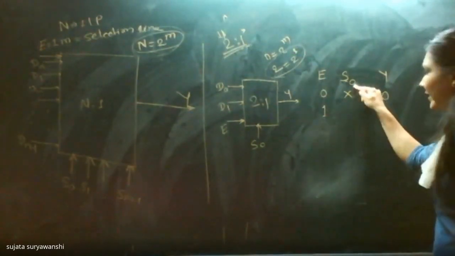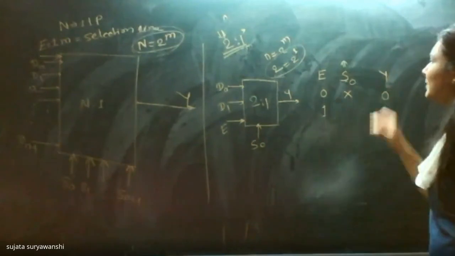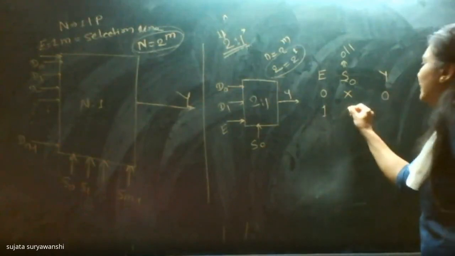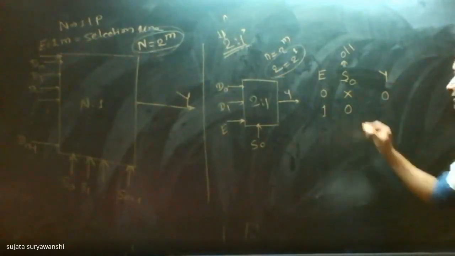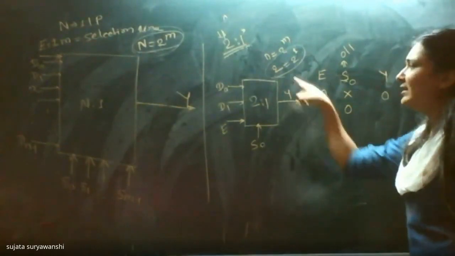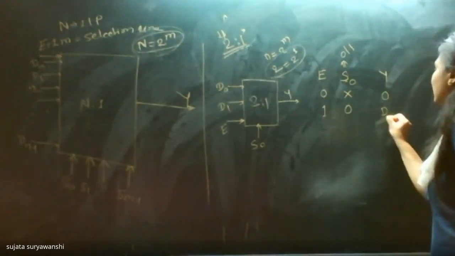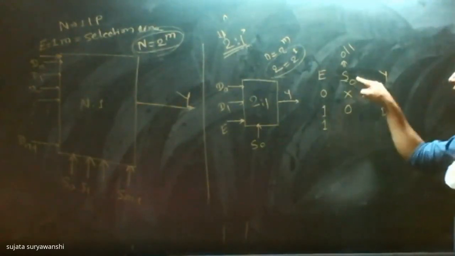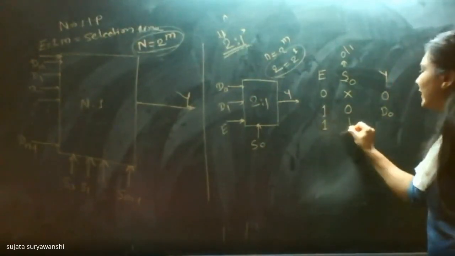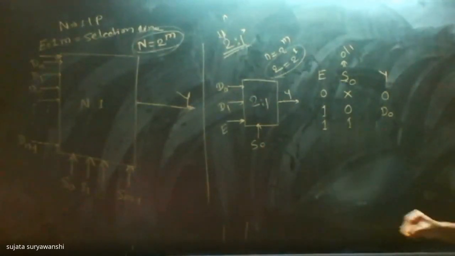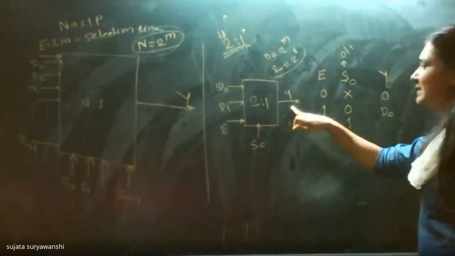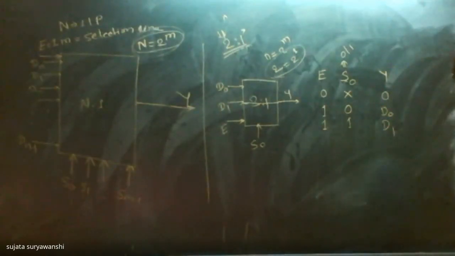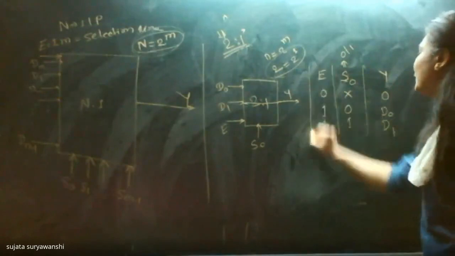Okay. So S0, the single input bit, can be 0, can be 1. Initially, if S0 is equal to 0, then your output line will get connected to your first input, that is D0. And for the second case, if enable is equal to 1 and S0 is equal to 1, then your output line Y will directly get connected to input D1. This is your truth table of the 2:1 multiplexer.